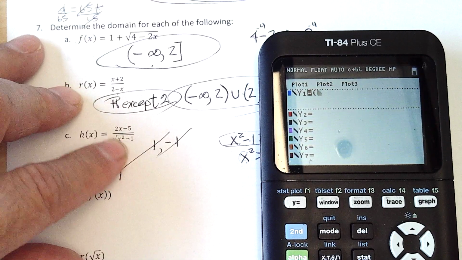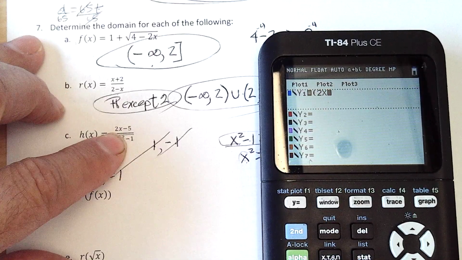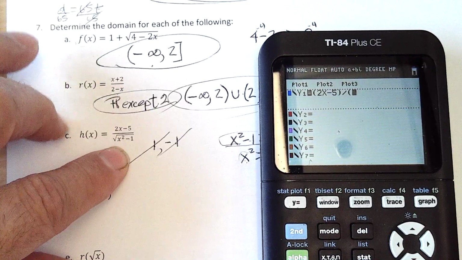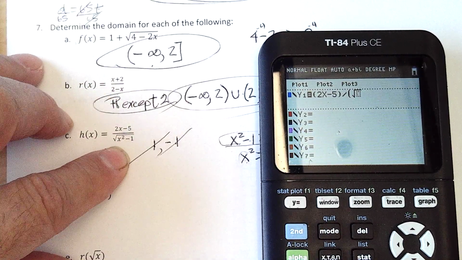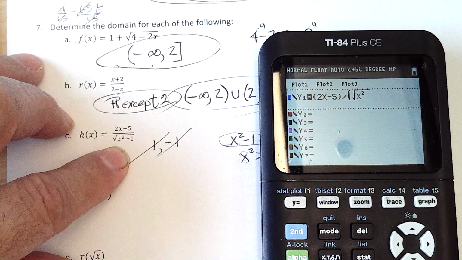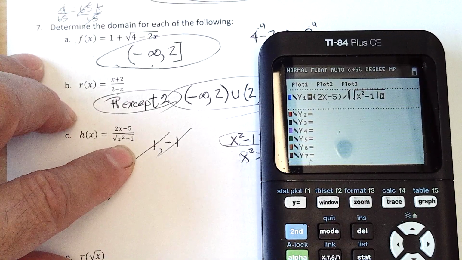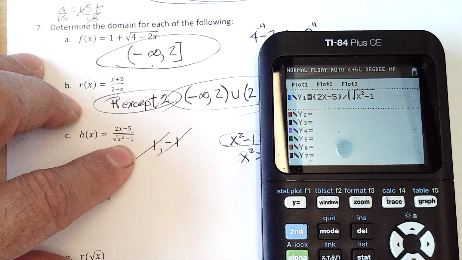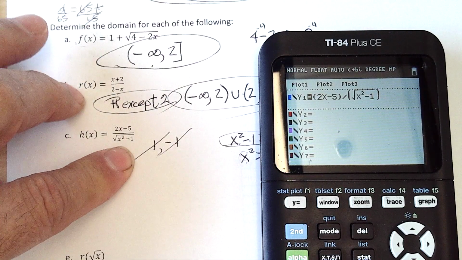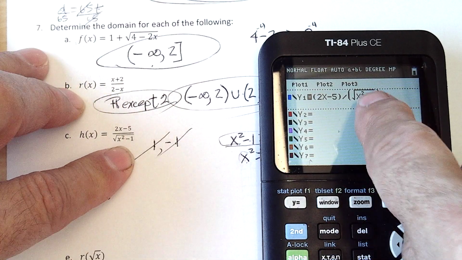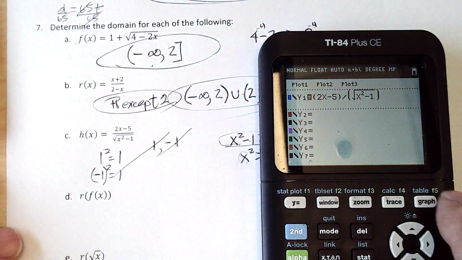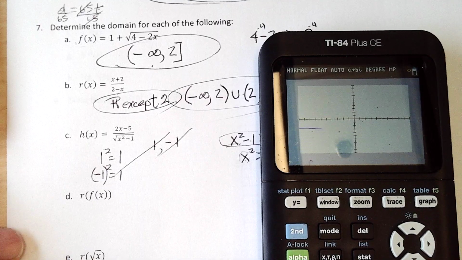Clear. Parenthesis, 2x minus 5, close parenthesis, divided by parenthesis, square root of x squared minus 1, close parenthesis. Oop, on the outside. Delete, go to the outside parenthesis. That's kind of how you would type it in on the older calculator. And the older calculator would put a parenthesis here, so you'd just put a parenthesis at the end. But anyway, Zoom 6.